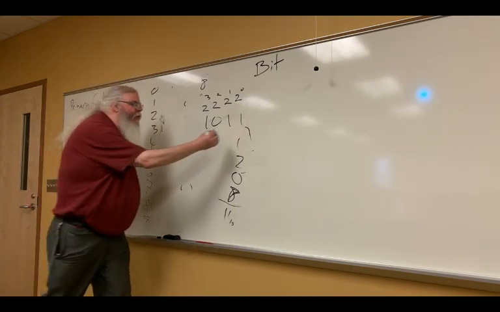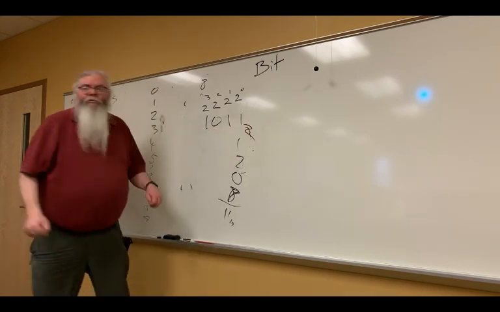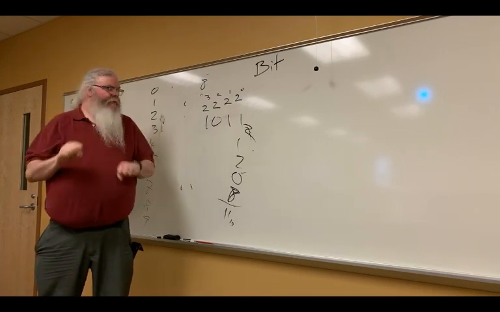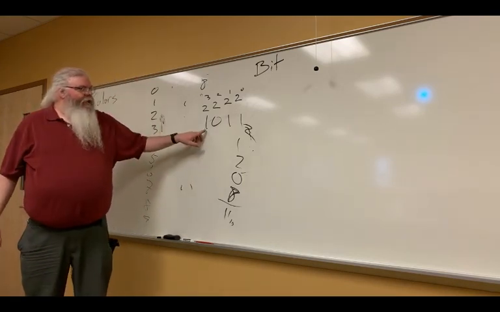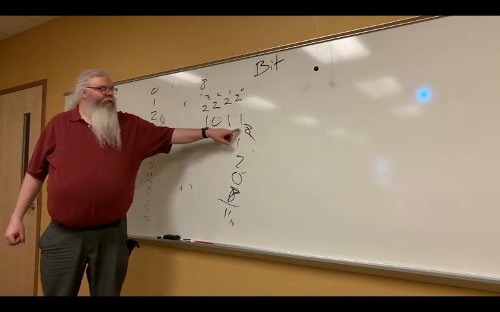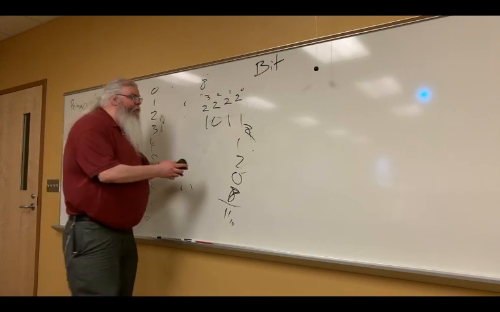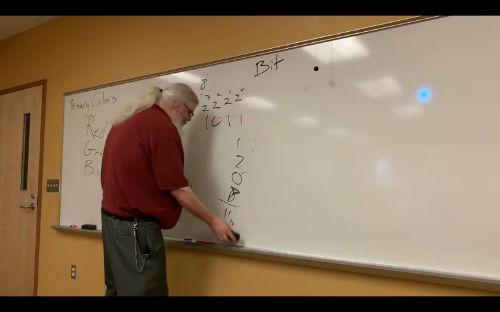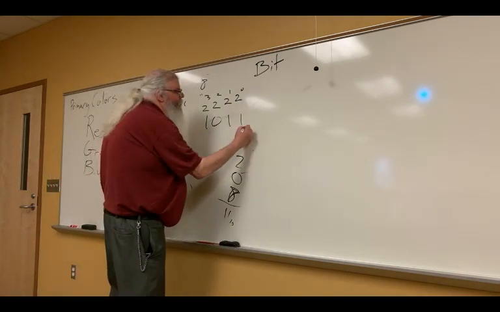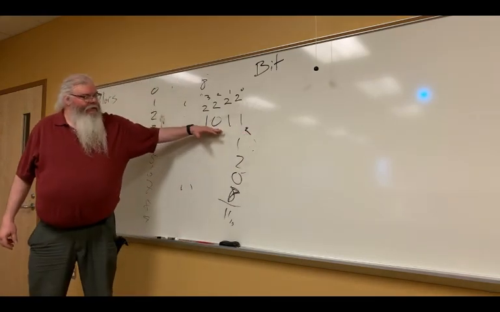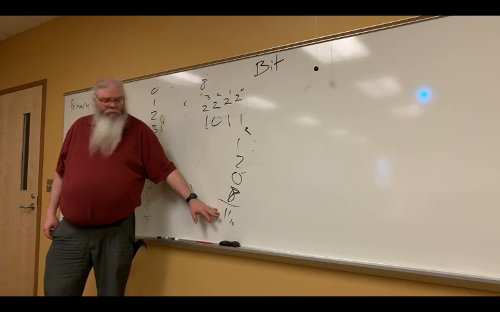So 11, which is this many plus this many, we can write that as 1 0 1 1, and we indicate that it's base 2 by putting a really crappy subscript 2 next to it. This is the equivalent of the number 11 in base 10.